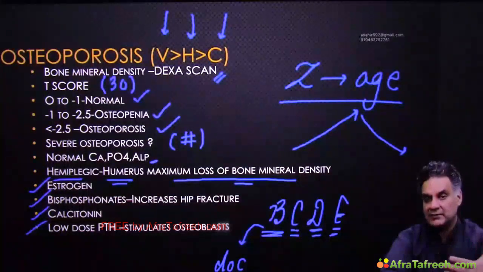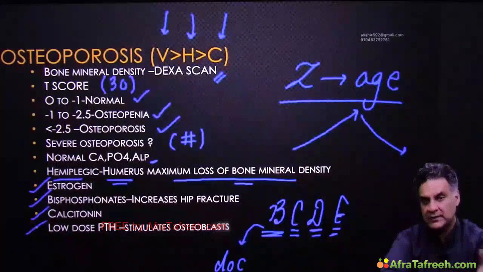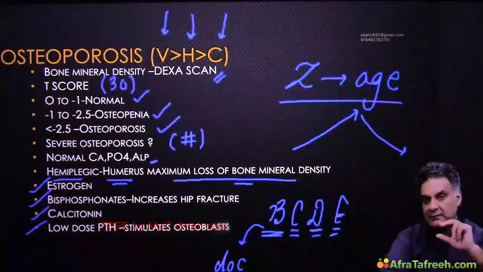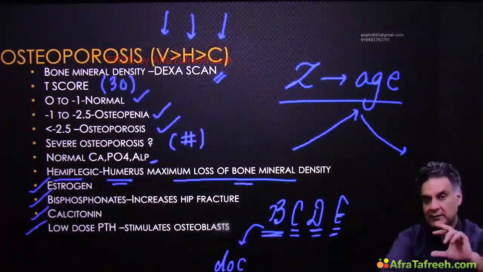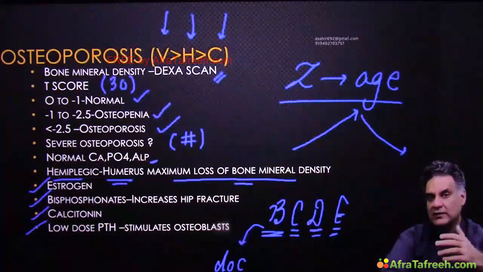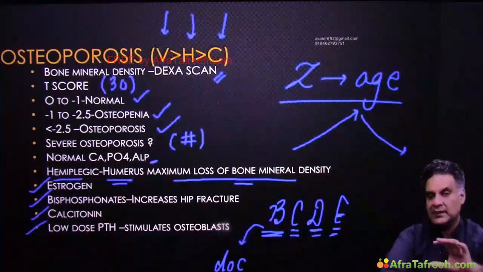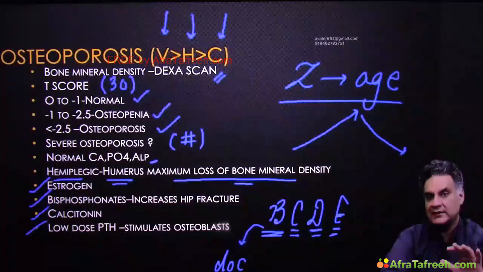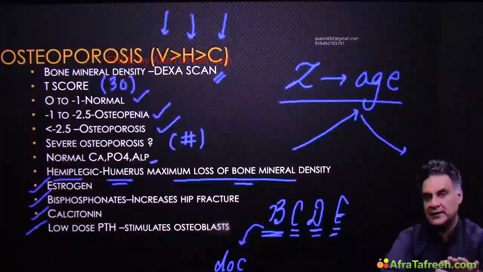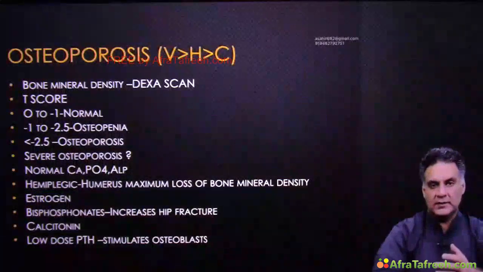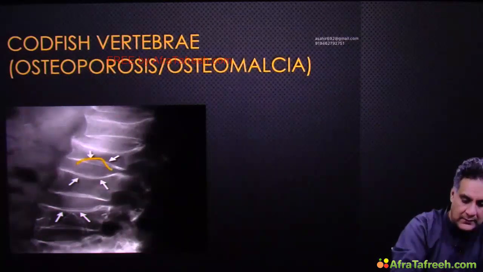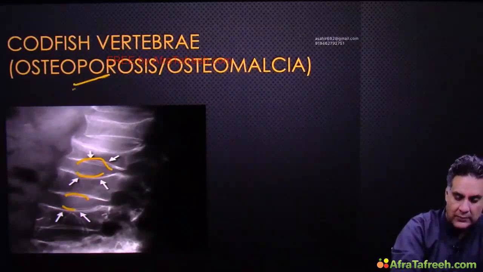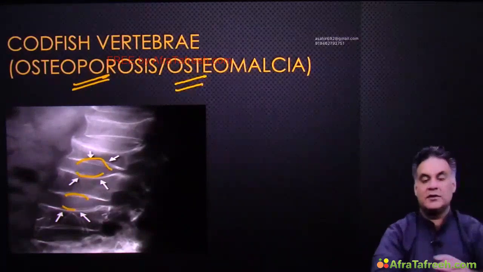When you look at the X-rays of osteoporosis, it appears there is compression of the margins of the vertebra, as if in the intervertebral area there is a fish, called a codfish vertebra. Classical images which were asked in NEET 2018 and 2019. So this is the codfish vertebra. Intervertebral space looks like a fish. Classical of osteoporosis, also seen in bone softening disorders like osteomalacia.